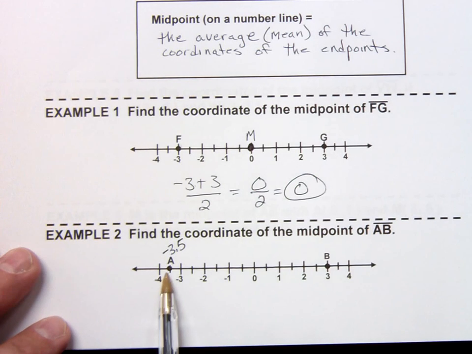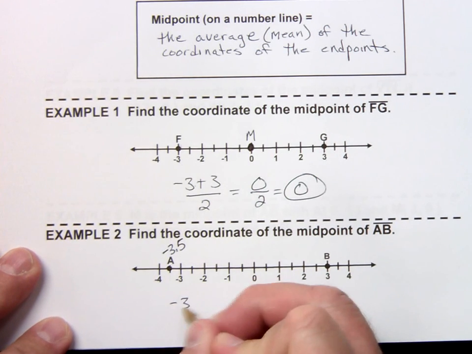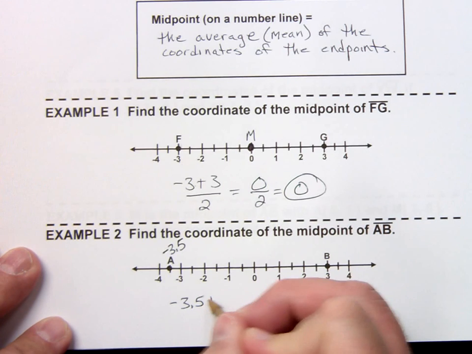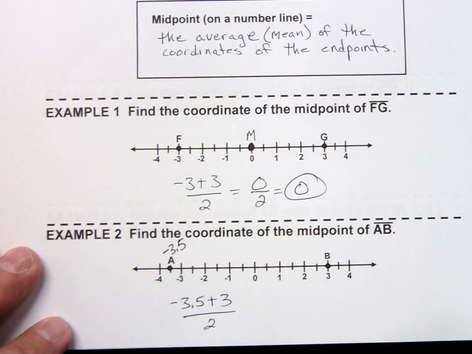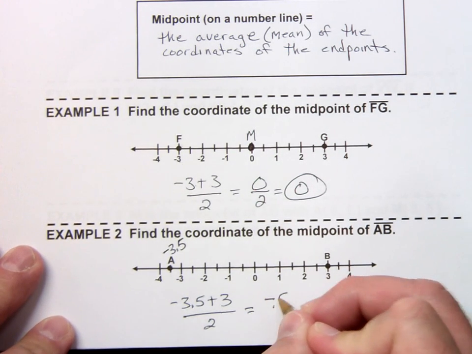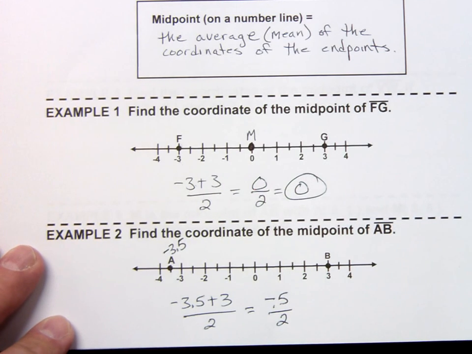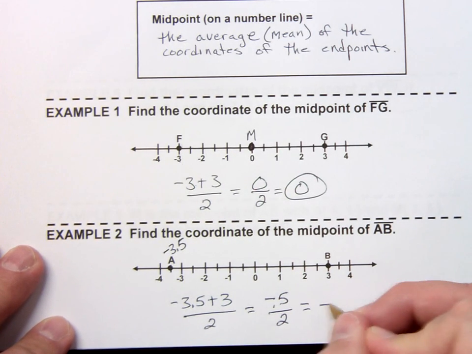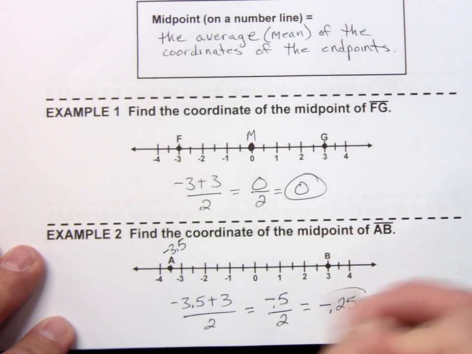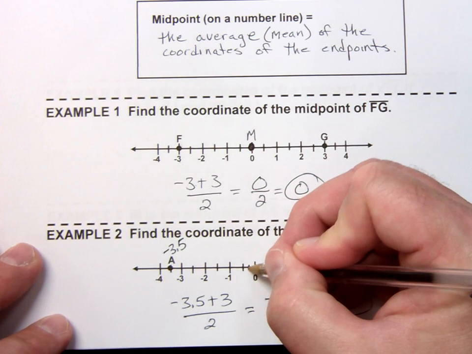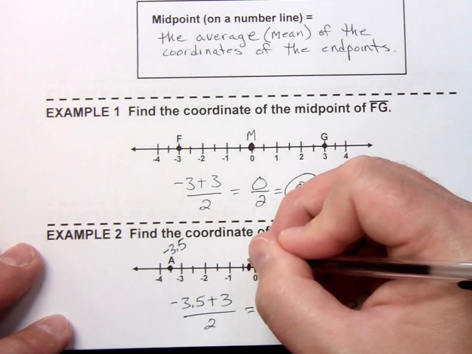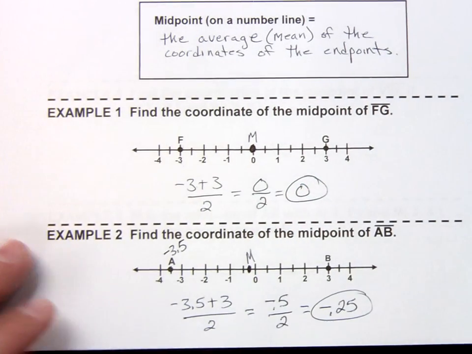So I need to average these two coordinates. So we got -3.5 and 3. We need to add them together. And since we're adding two numbers together, we will divide by 2. So -3.5 plus 3 is -0.5. And then -0.5 divided by 2 is -0.25. So that is where we will find the midpoint. So -0.5 is here. -0.25 would be halfway between the 0 and the -0.5. So right there, that's where our midpoint would be.